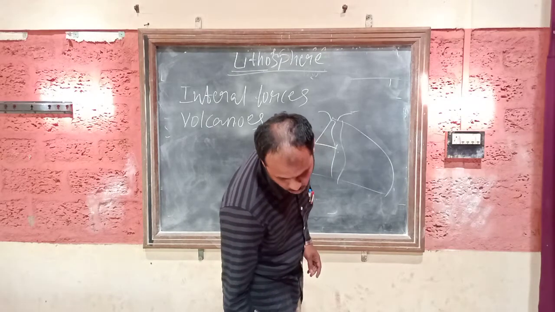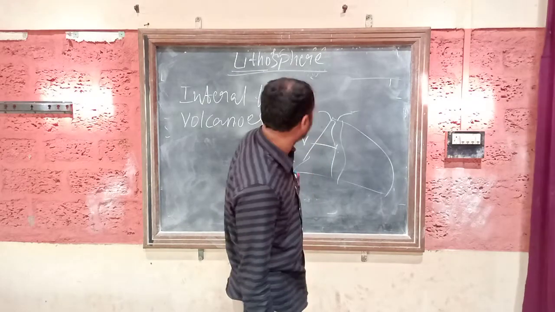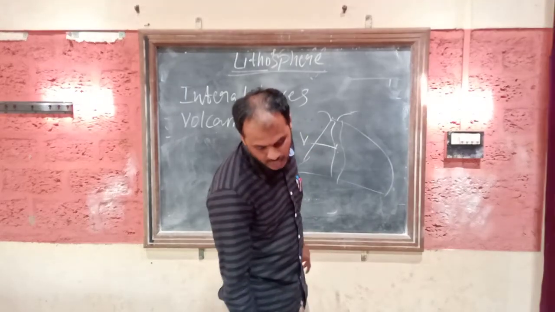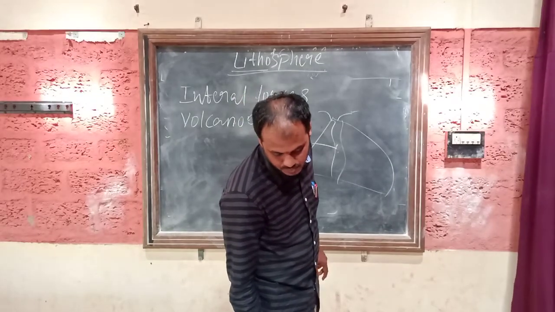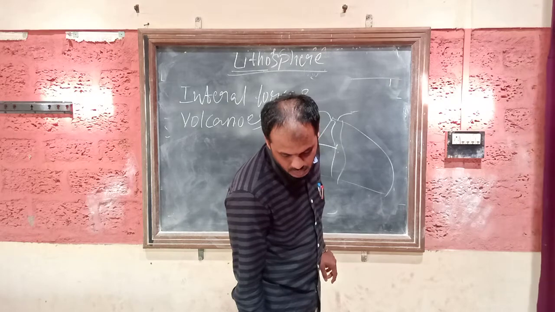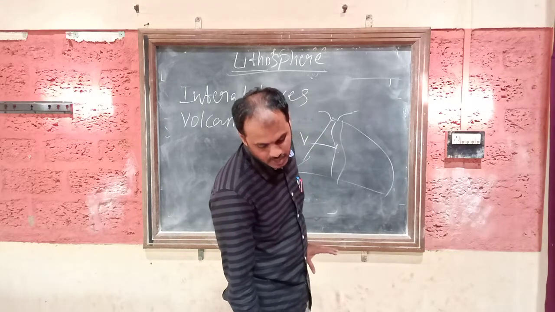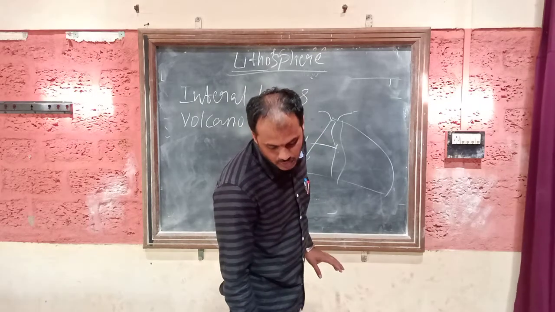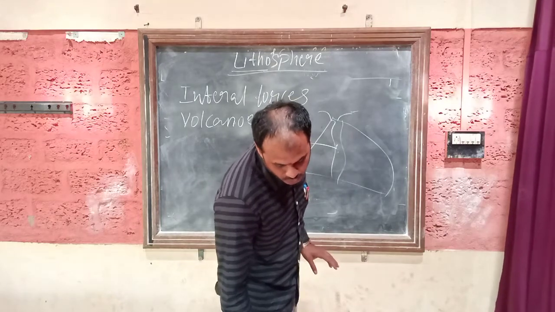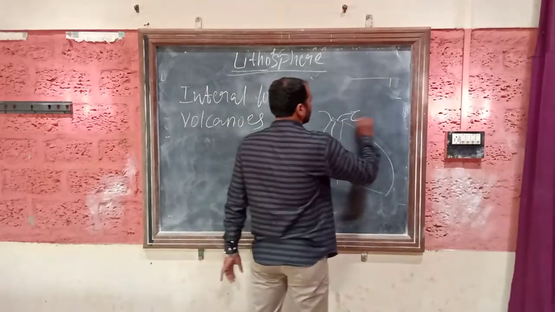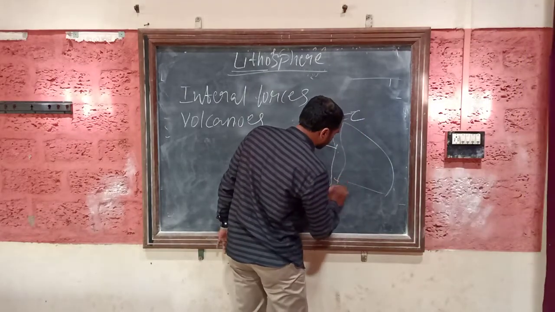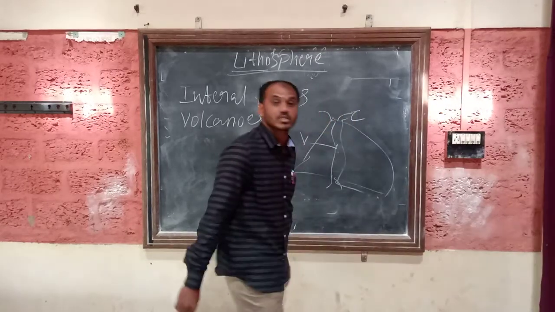The magma comes out through the crust, and the volcanic material is ejected through the vent. The funnel-shaped hollow at the top of the cone is called the crater, and this is called the caldera.